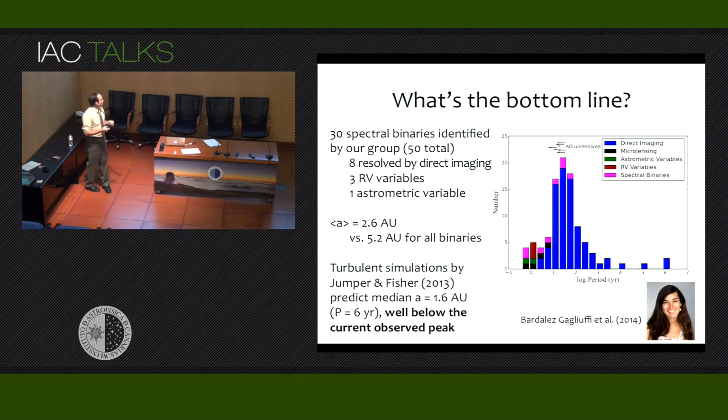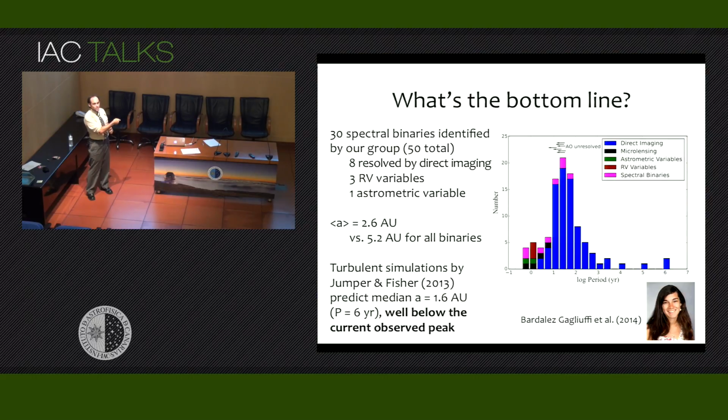And then this is some support with models. There's a recent paper by Jumper and Fisher where they looked at turbulent fragmentation theories and were able to show that the distribution of expected brown dwarf binaries was something like 1.6 AU or 6 years. Right? 6 years is about here. That's the median from their simulations.